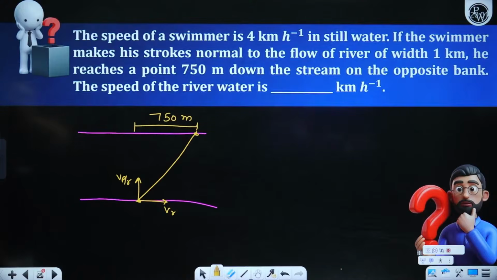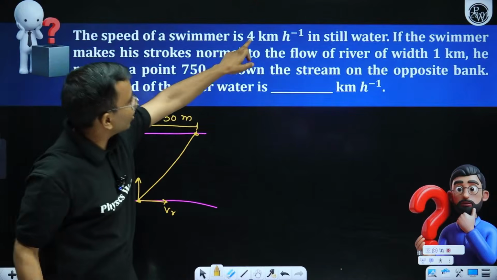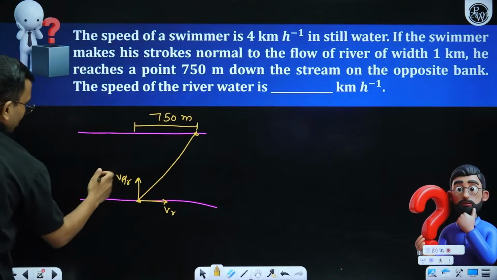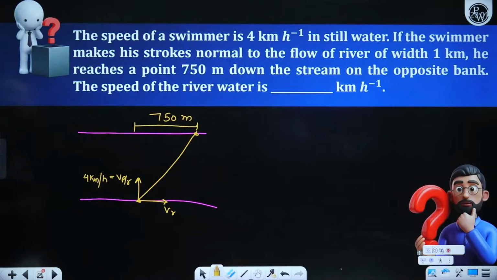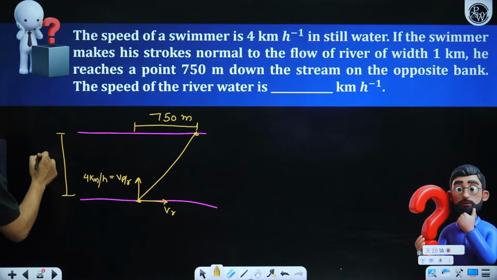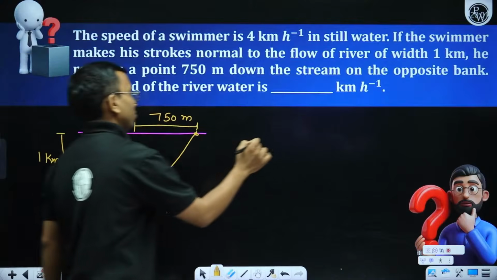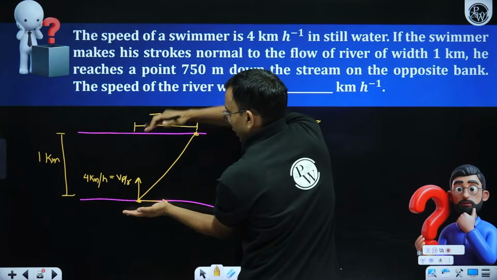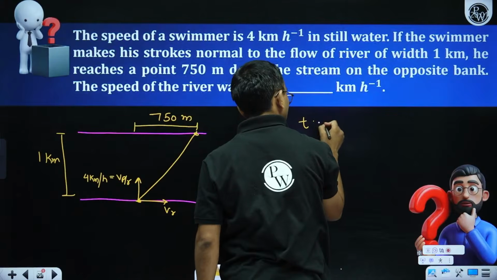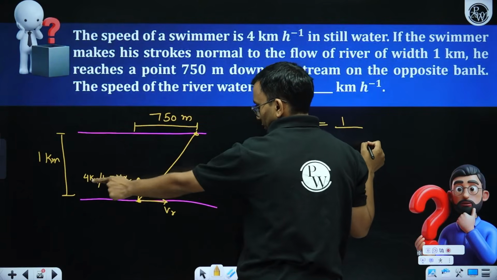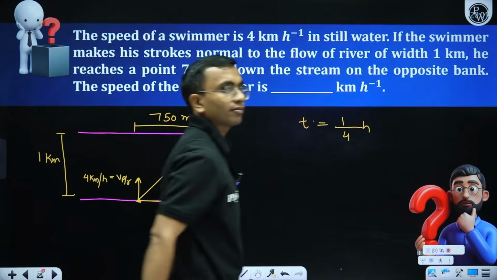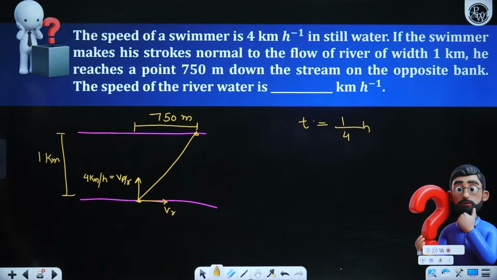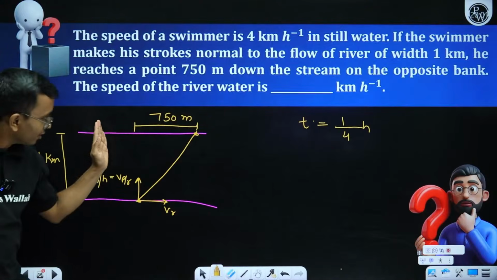The speed of the swimmer is 4 km per hour. What else is given to us? The width is 1 kilometer. So the time to cross will be the width, 1 kilometer, divided by the speed, 4 kilometers per hour. So the time to cross is 1 by 4 hour.